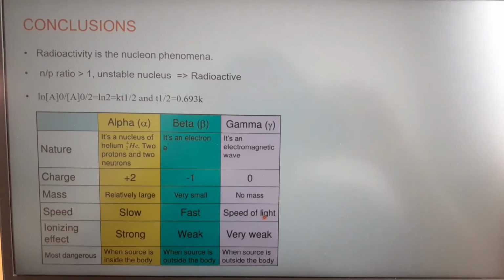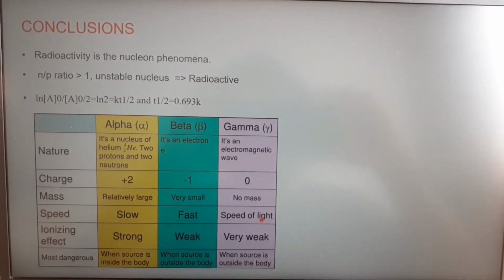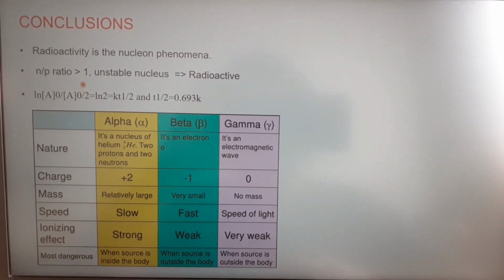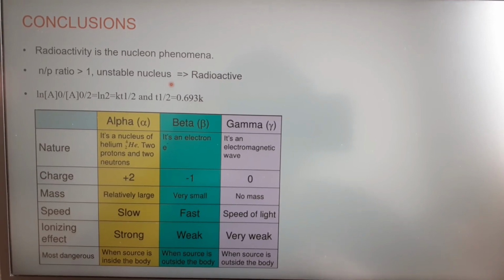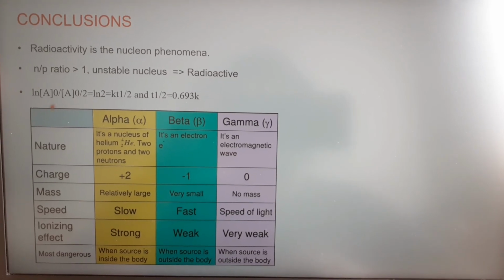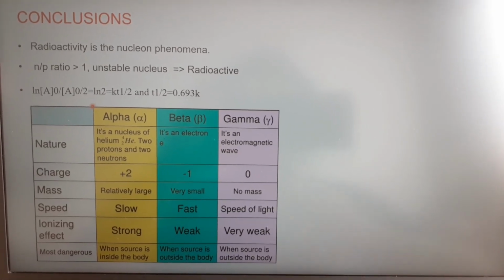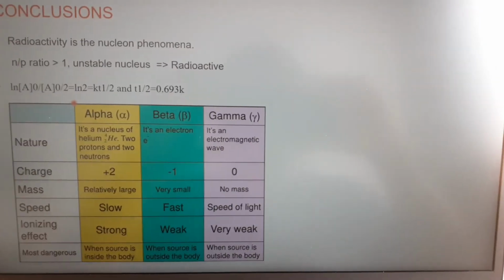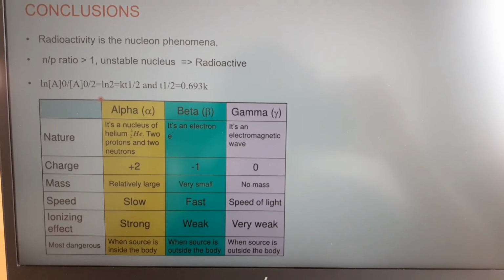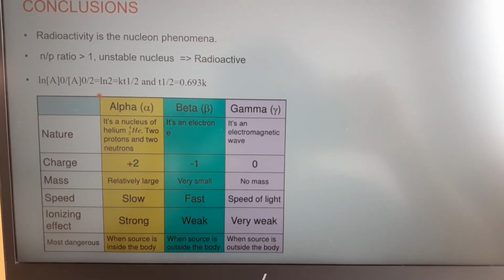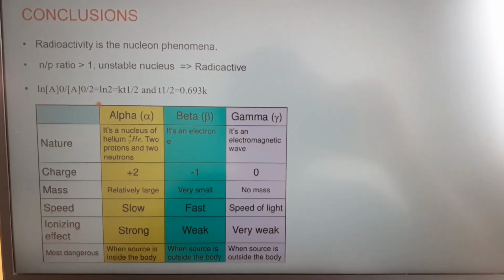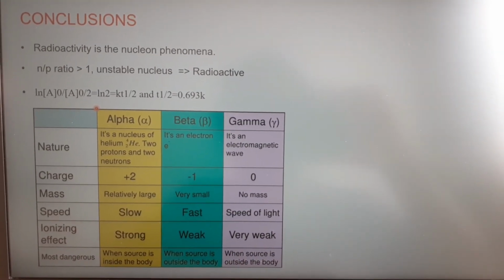So in conclusion, radioactivity is a nuclear phenomenon: when the N by P ratio, the neutron to proton ratio, is greater than 1, the nucleus gets destabilized and radioactivity happens, right? So you have to remember this logarithmic formula, the first order kinetics, for your mathematical calculation, and you need to remember the properties of alpha, beta and gamma particles, right? So this is a brief idea of the radioactive elements.